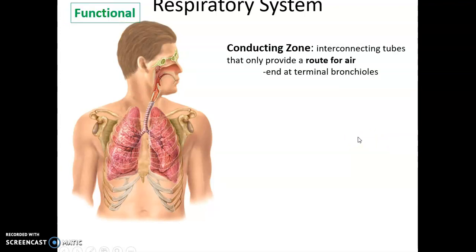Functionally, the respiratory system can be broken down into the conducting zone. These are the various interconnected tubes that are providing a route for air, allowing air to enter and leave the body, as it were. And the very end of the conducting zone is the terminal bronchioles. So it goes from the nose and nasal cavity to the terminal bronchioles.